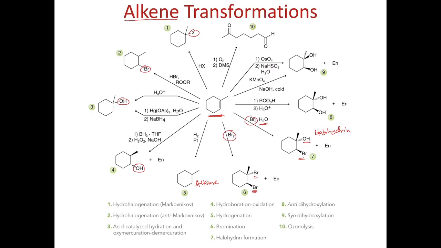We can transform an alkene into a diol by directing the hydroxyl groups onto the opposite sides. That is what we call anti-dihydroxylation. Or we can direct the hydroxyl groups to the same side, what we call syn dihydroxylation.